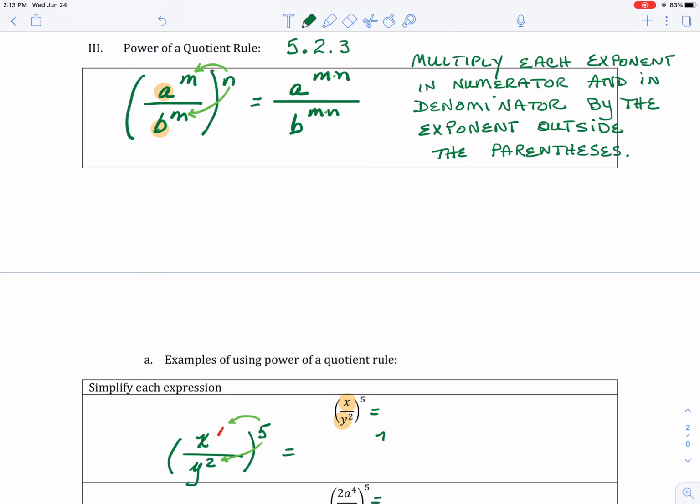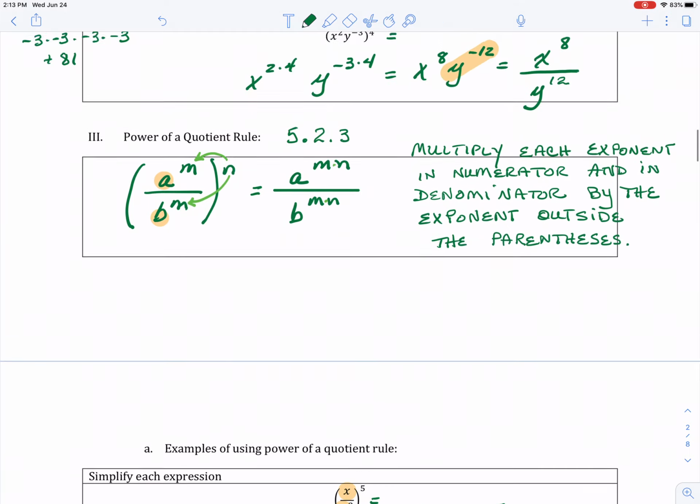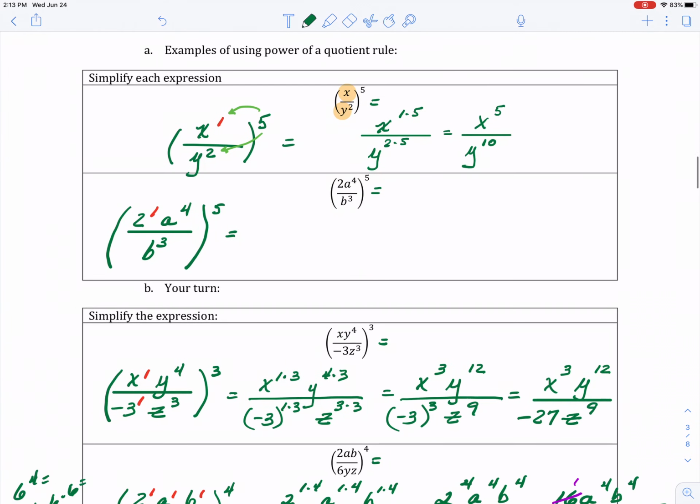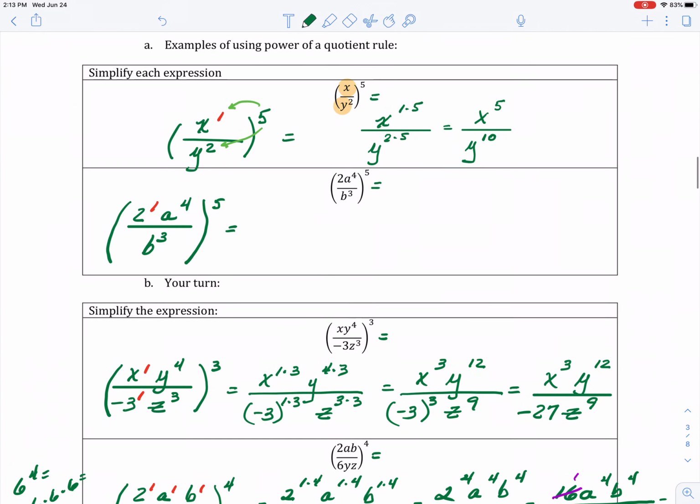All right, so this is going to become x to the 1 times 5 on top, and this is going to become y to the 2 times 5 on the bottom, which is going to be x to the 5th divided by y to the 10th. And again, you have to stop there because these bases are not alike. If they were alike, I would do some simplifying. All right, let me scroll up and do one more.